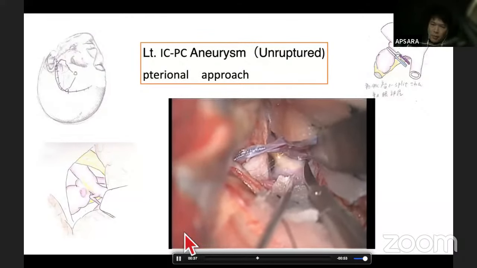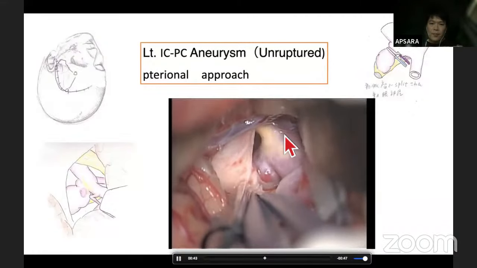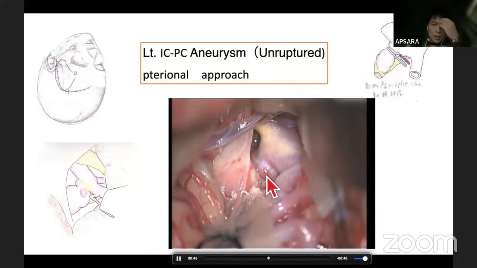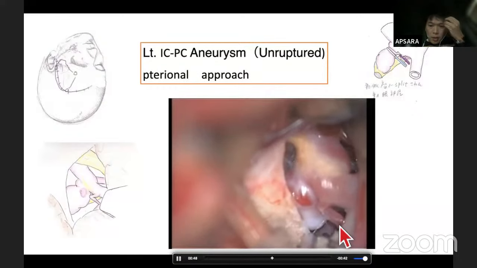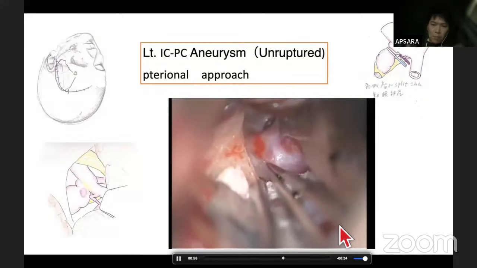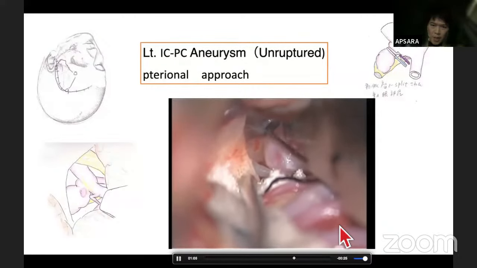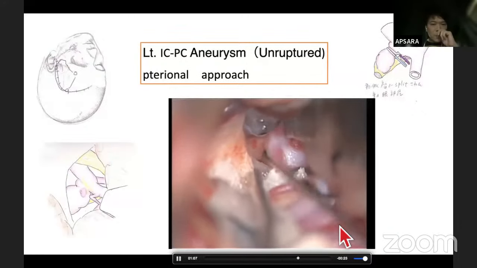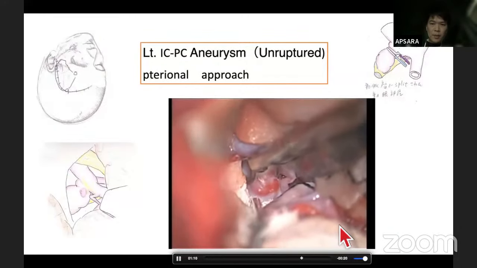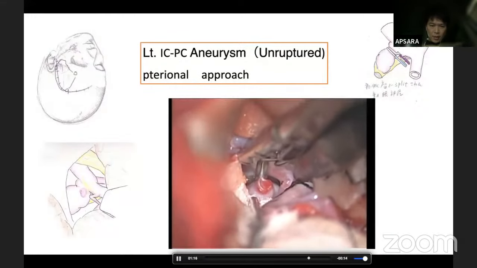So maybe we already did the IC aneurysm. There is an aneurysm, and we can also see the oculomotor nerve behind the aneurysm. So we gently retract and check the PCOM area, the artery. I use some dissector to move the aneurysm like this. Then some neck clipping was performed. Okay, let me skip.